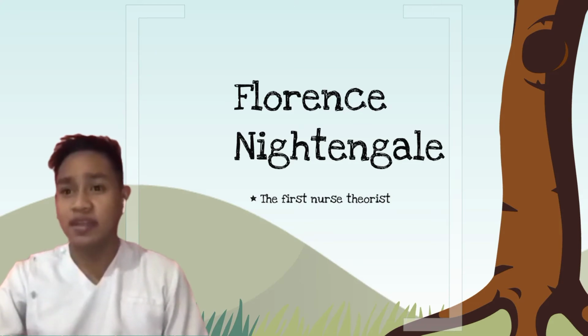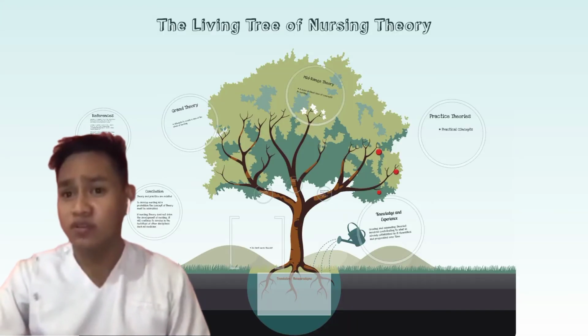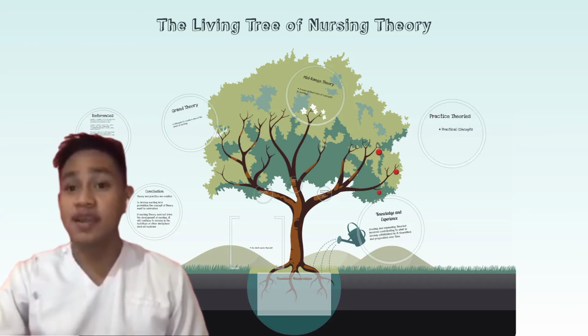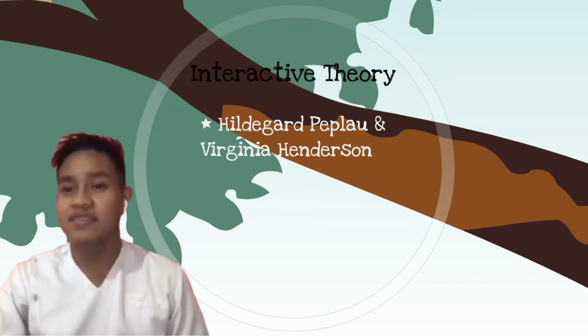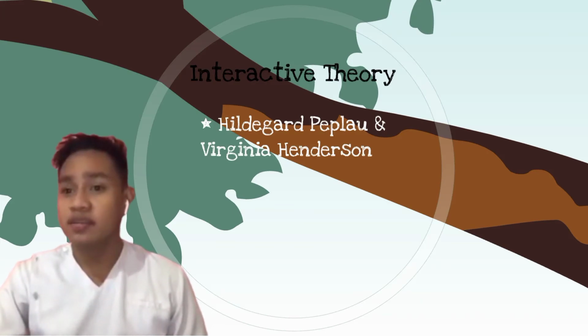Because of her influence in nursing, other theories were developed, and these serve as the branches of the living tree. Without branches, trees would just be sticks, useful, but not nearly as useful as the whole living organism that is a tree. The first branch is the interactive model with Peplau and Henderson. Their theory emphasizes the importance of interpersonal relationship between the nurse and the patient. Without their theory, we cannot establish a good rapport with the patient, and we cannot give the care based on their needs.